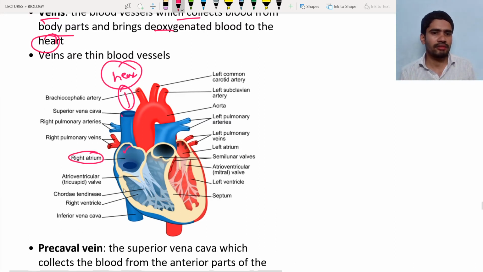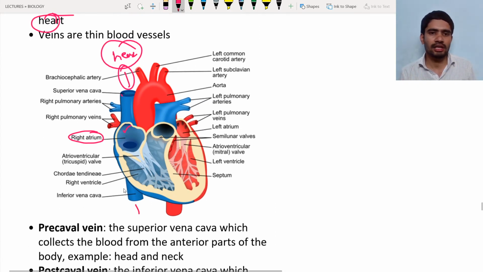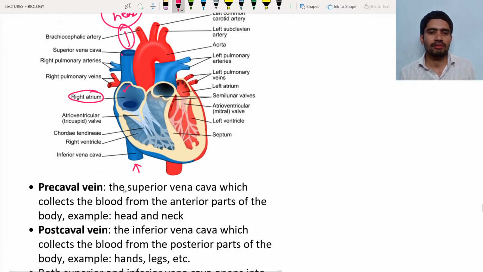And next is another vein that is known as inferior vena cava. This inferior vena cava is also known as postcaval vein. Postcaval vein is going to bring deoxygenated blood from the posterior part of the body, like legs, hands, abdomen, stomach and so on. So this deoxygenated blood will be brought and released into the right atrium.